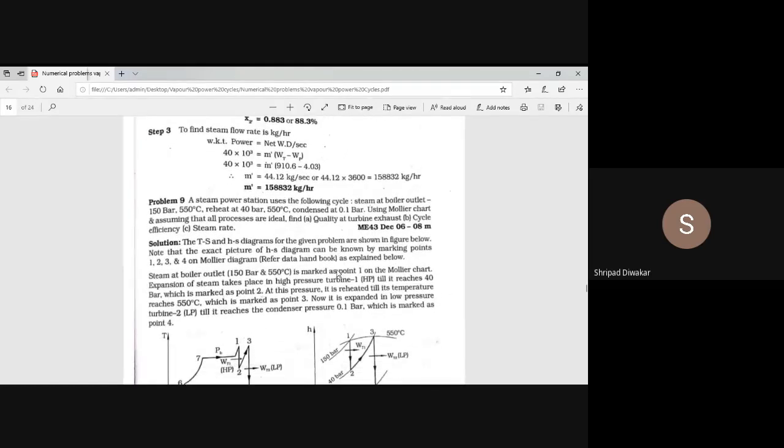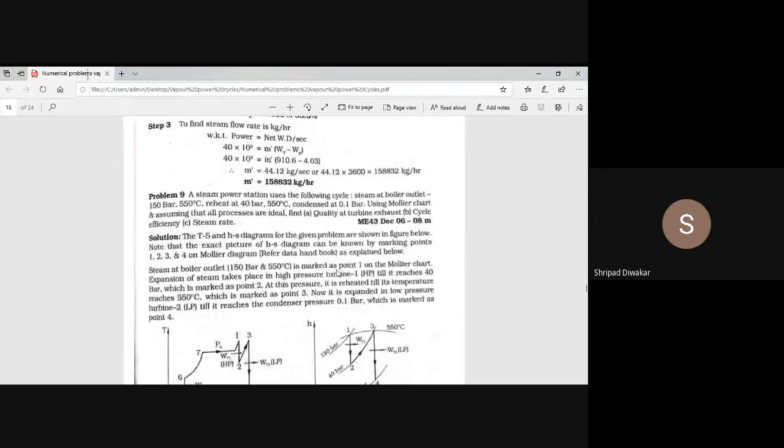And the last part: how to find out the steam flow rate, how much quantity of steam is flowing in the steam power plant. The last part is power. You know the power formula: net work done per second, the rate of doing work. Power is given in the problem: 40 into 10 to the power of 3 kilowatts.